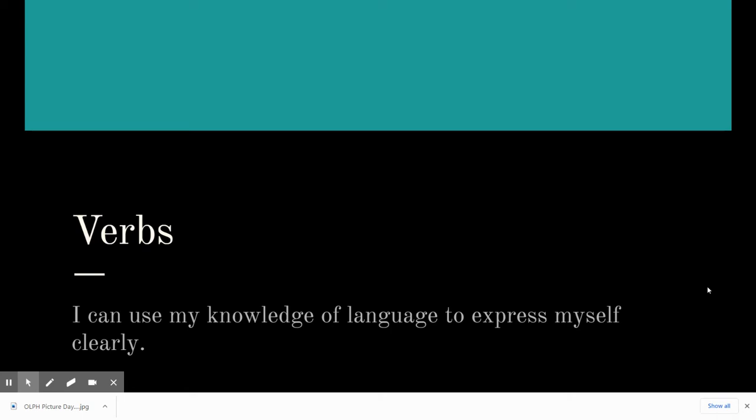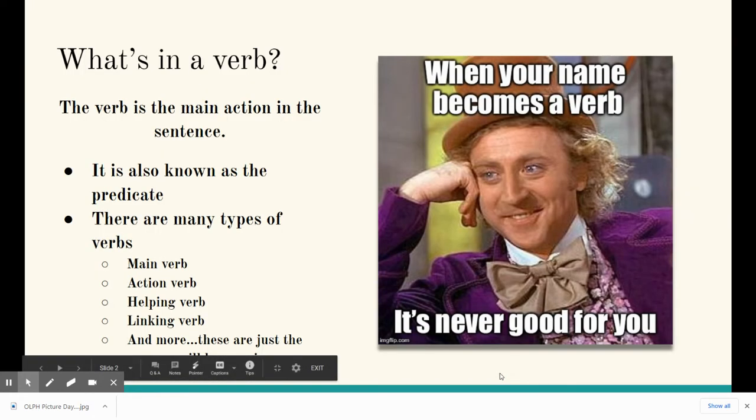Knowing your verbs, as well as your other parts of speech, is going to help you become a better reader, a better writer, a better speaker, and most importantly, it's going to help you express your feelings and your ideas more clearly. So, in studying verbs, we want you to be able to use your knowledge of the language to express yourself clearly.